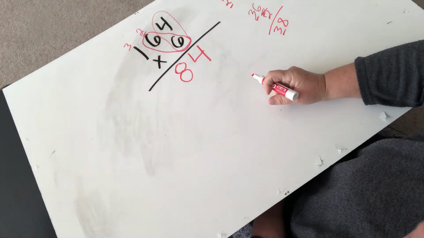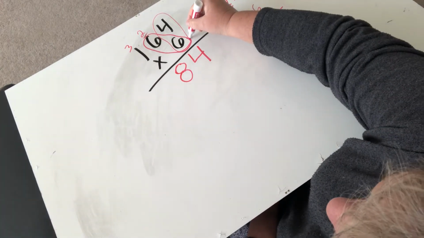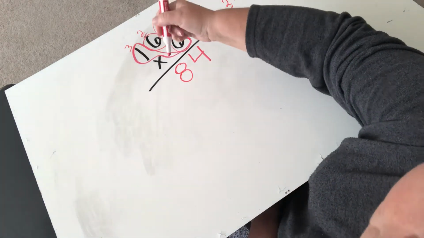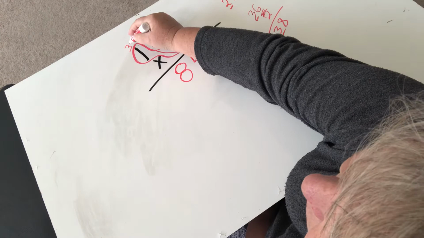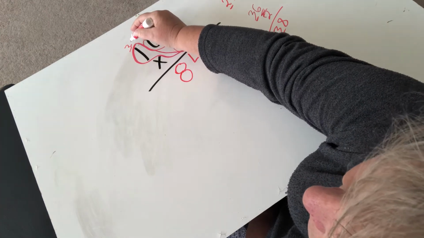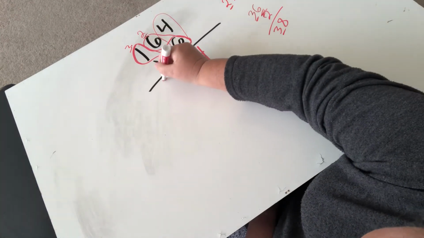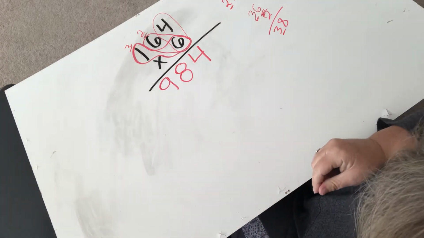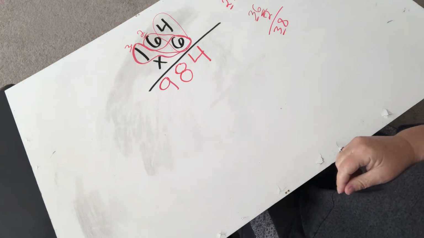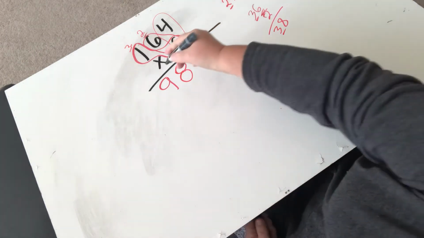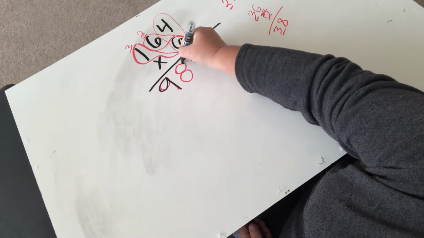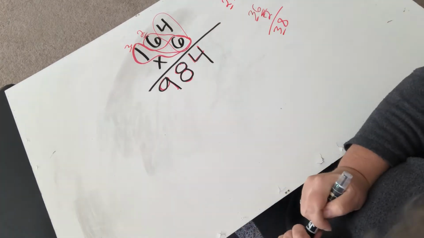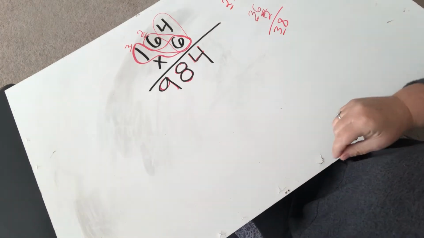Then I go for my third multiplication, which would be 6 times 1, which is 6. But I have to add that number, which is 3. So 6 plus 3 is 9. So my answer for 164 times 6 is 984.